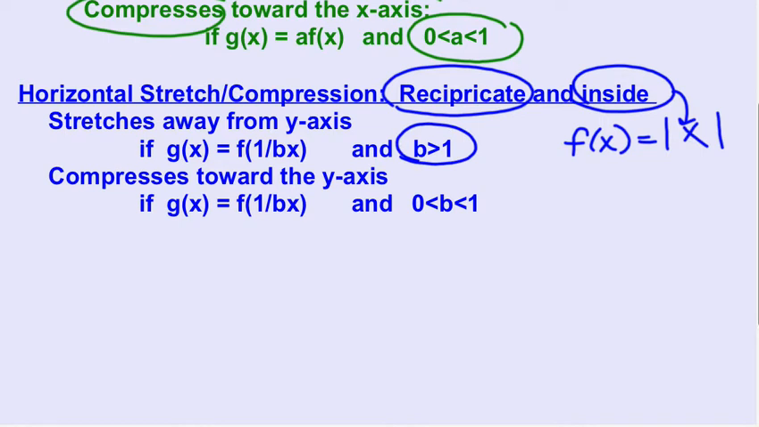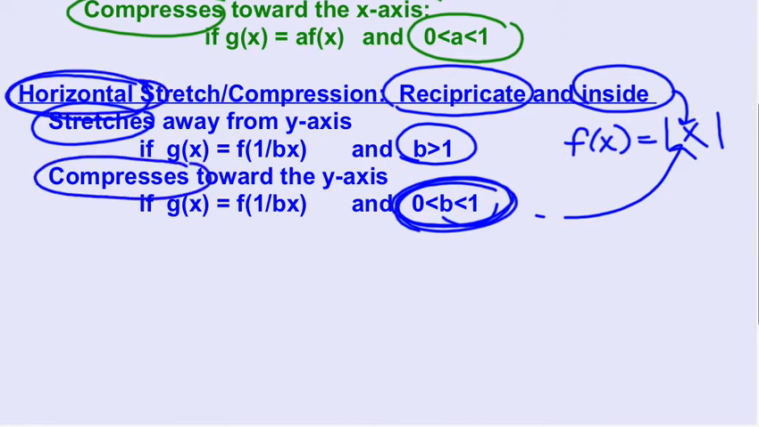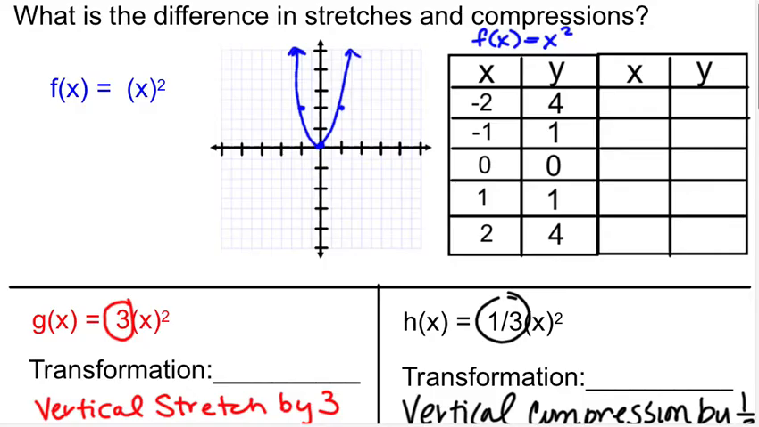If my reciprocal is greater than 1, it's going to be a horizontal stretch by that number. If, when we reciprocate it, I'm talking about this number right in here, you get a fraction, a number between 0 and 1, it's going to be a horizontal compression. And what horizontal does is it affects the x values. So let's go back to this slide.